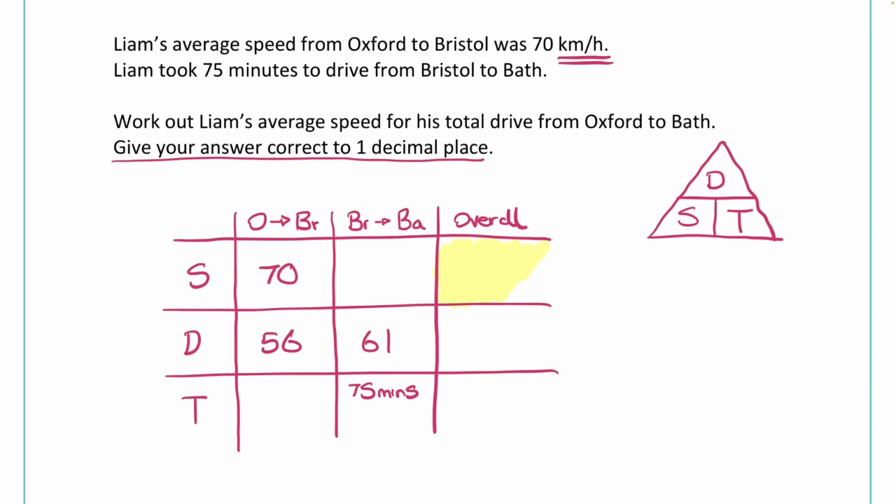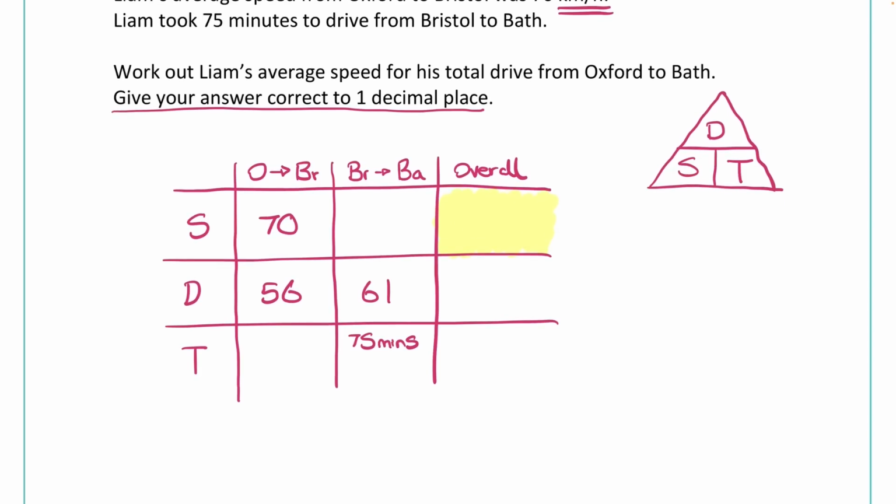Now when it comes to speed, distance and time, distances on a journey can be added together. Times will also be added together, but speeds will not. When we are looking at an average speed, if we were to drive 70 miles an hour from Oxford to Bristol here, and then only drive 10 miles an hour from Bristol to Bath, well, that wouldn't mean we have done an average speed of 80.